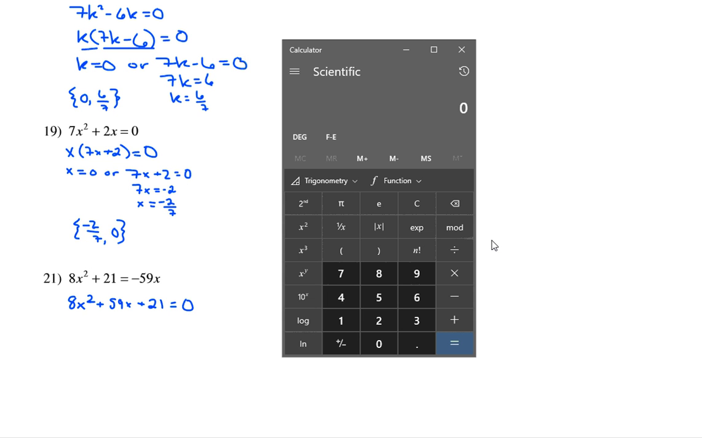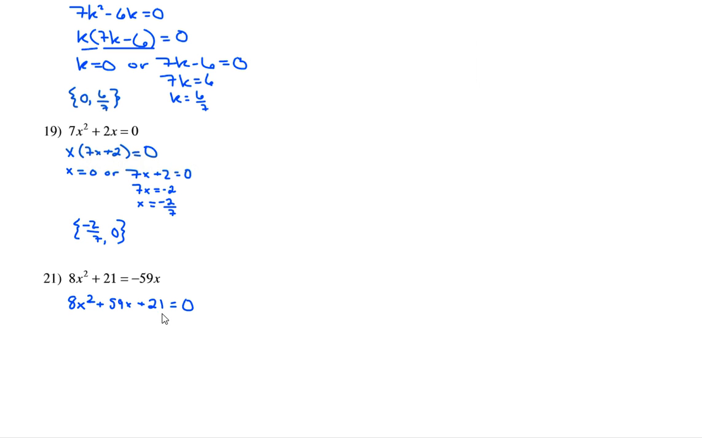Is 21 divisible by 8? No. So let's go to 4. Is 21 divisible by 4? No. And then is 21 divisible by 2? No. So there is no greatest common factor. All three of the terms would have to be divisible by one of the factors of 8, either 2, 4, or 8. And I just looked at 21, and it is not divisible by any of those numbers, so I know I don't have a greatest common factor. So I need to go right into factoring this trinomial.